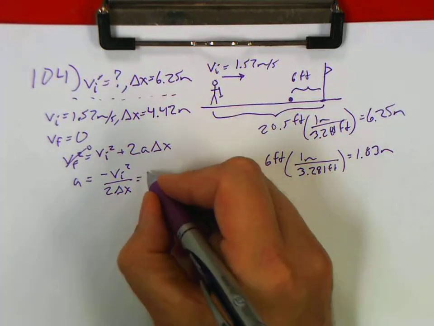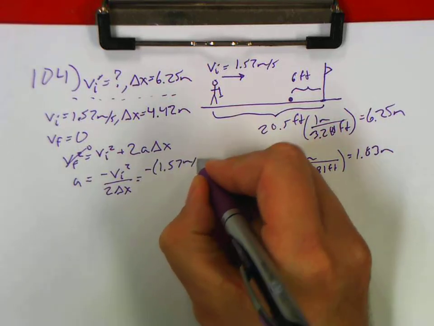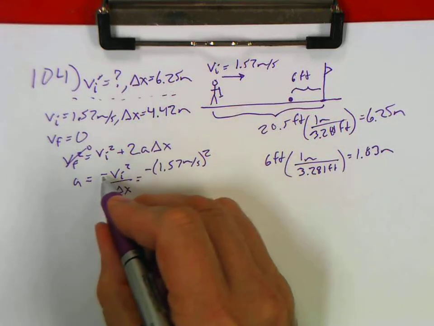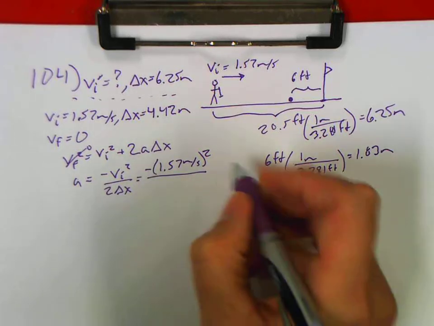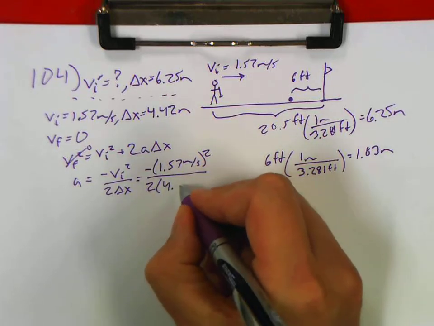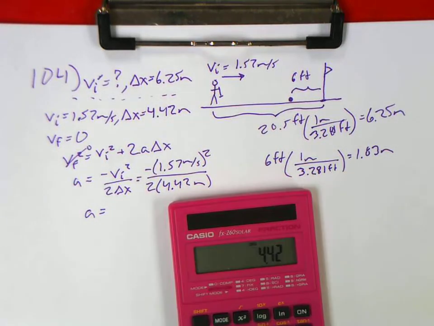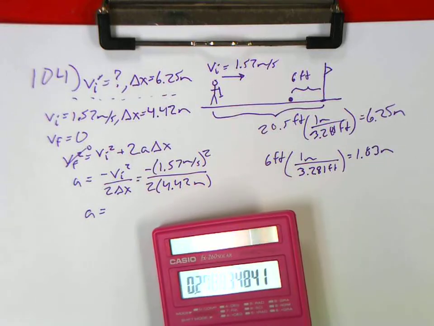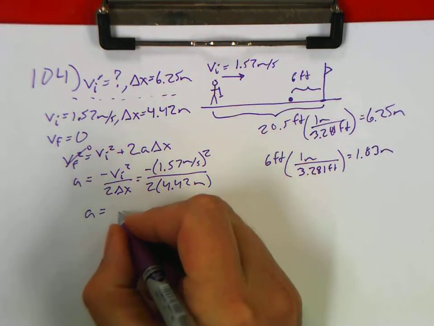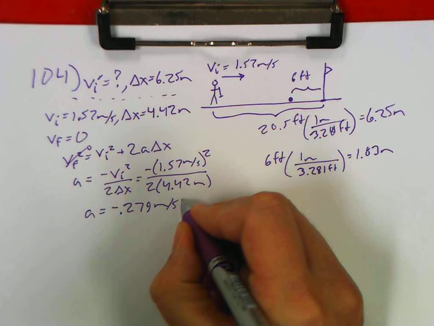Now we plug in numbers. Negative V initial, we said, was 1.57 meters per second, squared. Make sure the negative is outside the squared variable. Divided by 2 times our displacement, which we decided was 4.42 meters. So our acceleration: 1.57, square that, divided by 2, and divided by 4.42 is 0.279. Negative 0.279 meters per second squared.